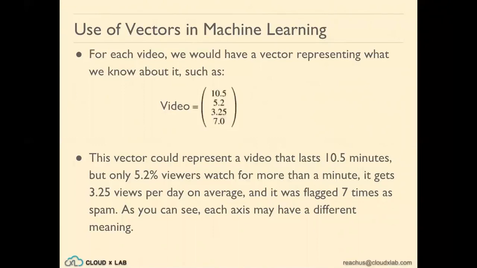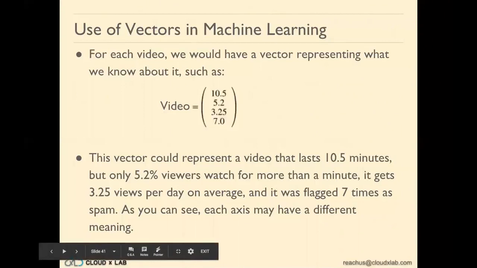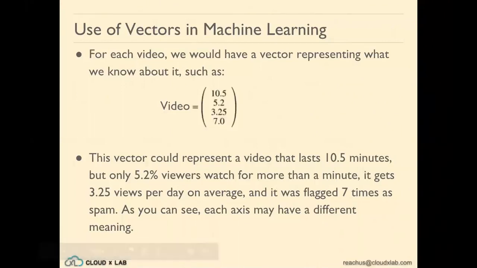So let's say we have a 100 by 100 pixel image, right? A 100 by 100 pixel image will be represented by a vector of 10,000 elements. Each element would represent the state of each pixel.